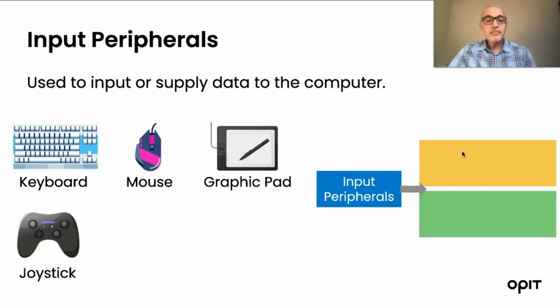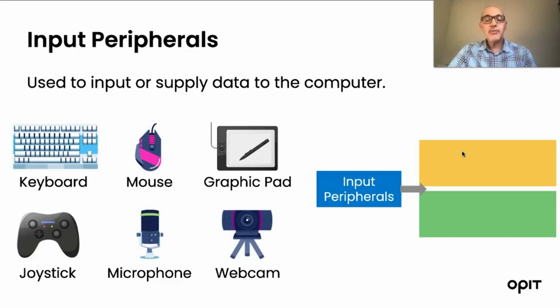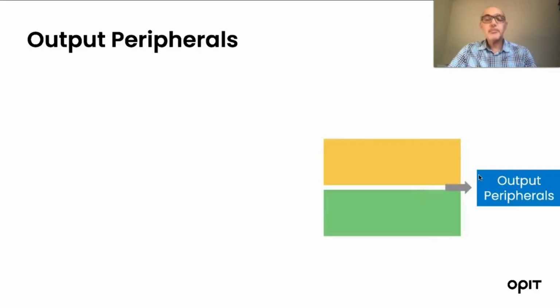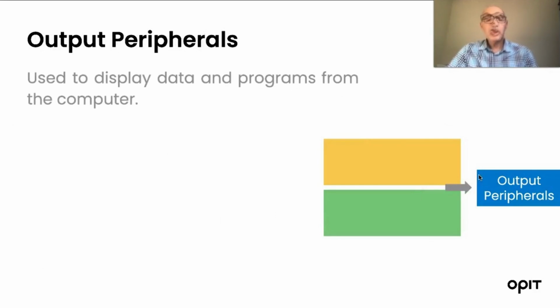We have the graphic pad, we have the joysticks, we have microphones. So here we have a speech signal, or we have a webcam, we have a video signal, which means different types of information are sent from different input peripherals to this central processing unit. We have the other side, output, which, in terms of definition, are used to display the data and the programs from the computer. So we send from the RAM to this output.